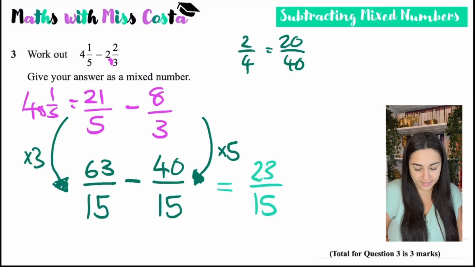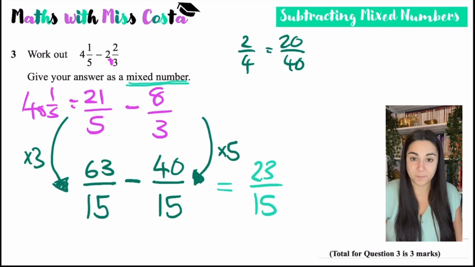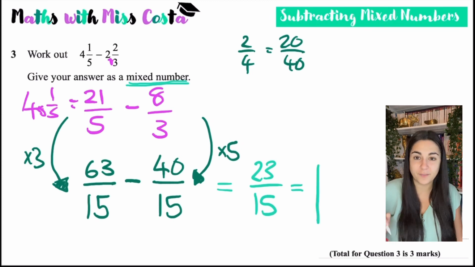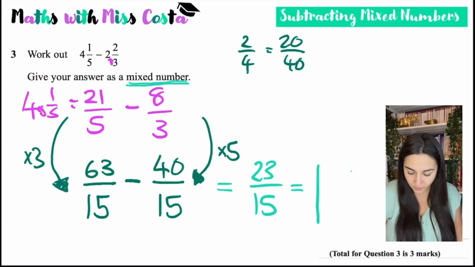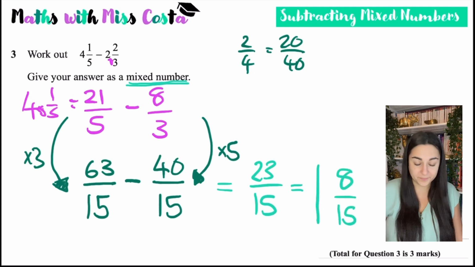Now it does say give your answer as a mixed number. So we have to think to ourselves, how many times does 15 fit into 23? Once. What's the remainder? So from 15 to 23, you've got 5 plus 3, which is 8. So 1 and 8 over 15. And that's how you do that one.